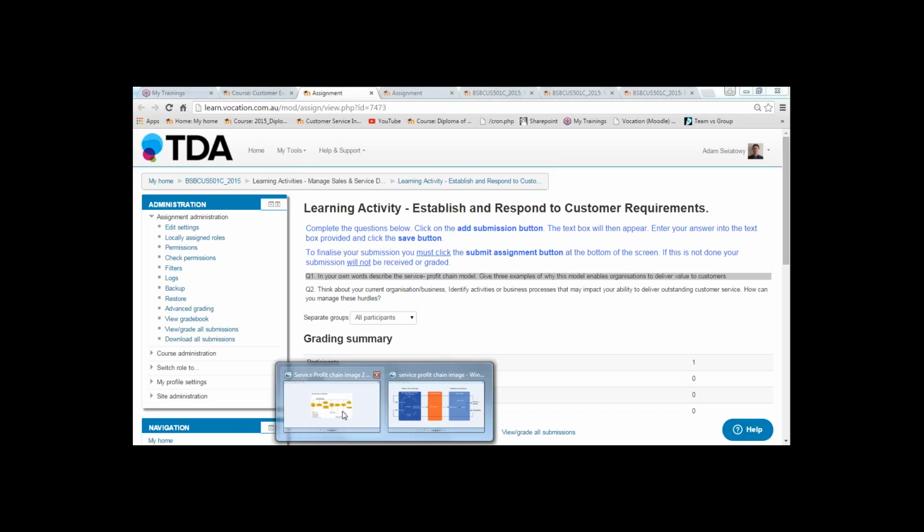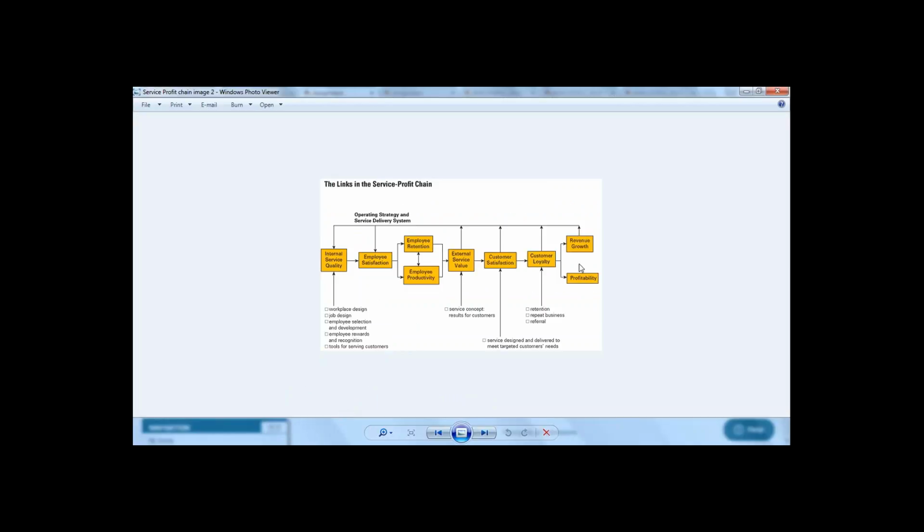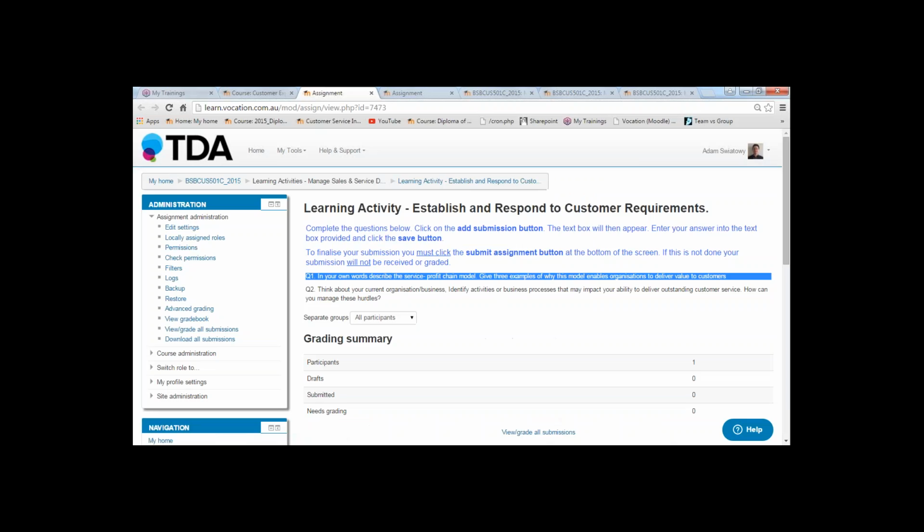I guess that established relationship between each of those elements, between profitability and growth, and those internal service qualities and satisfaction levels and things like that. The last part of the question is to give 3 examples of why this model enables organizations to deliver value to customers. So really what we're saying is explain to us why you think it works. Yeah, that's exactly right. And if you are currently working in a workplace, you might be able to give us 3 workplace examples of where you see this service profit chain in your organization as well.